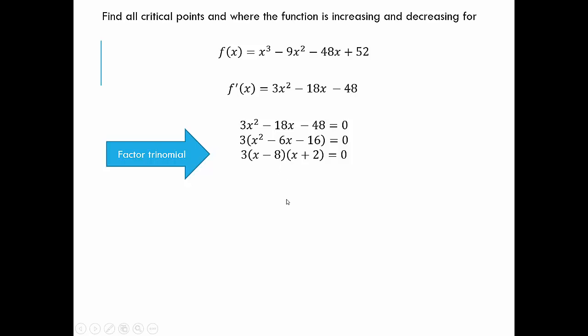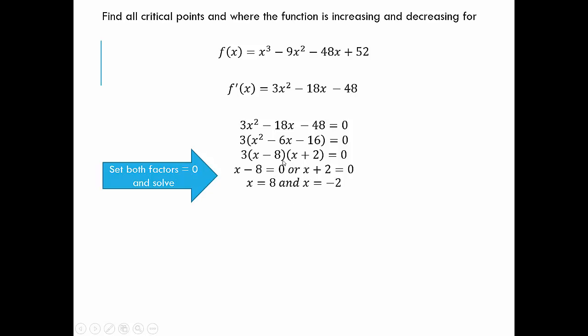Then I set both factors equal to 0, because what would make this equal to 0? One of the factors equals 0. I don't care about that 3 because it doesn't have a variable on it. And so I said x minus 8 equals 0, or x plus 2 equals 0. So x equals 8 and x equals -2. This is a polynomial, so I know it's continuous. These would be my critical points.